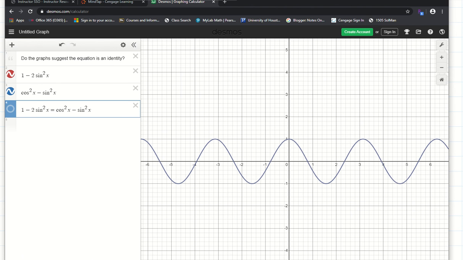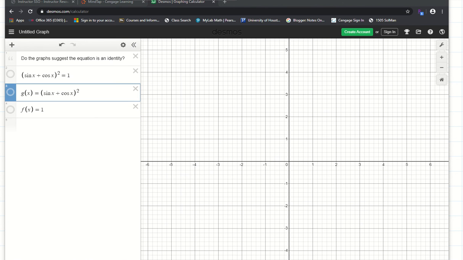Okay. All right, I've got one here. Sine of x plus cosine of x, all of that squared, equals 1. That looks a lot like the identity sine squared plus cosine squared equals 1, and we know that's true. So is this one an identity as well?